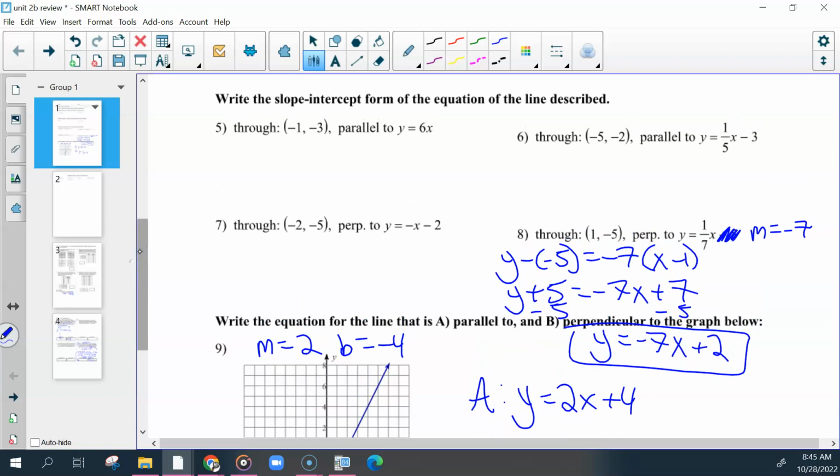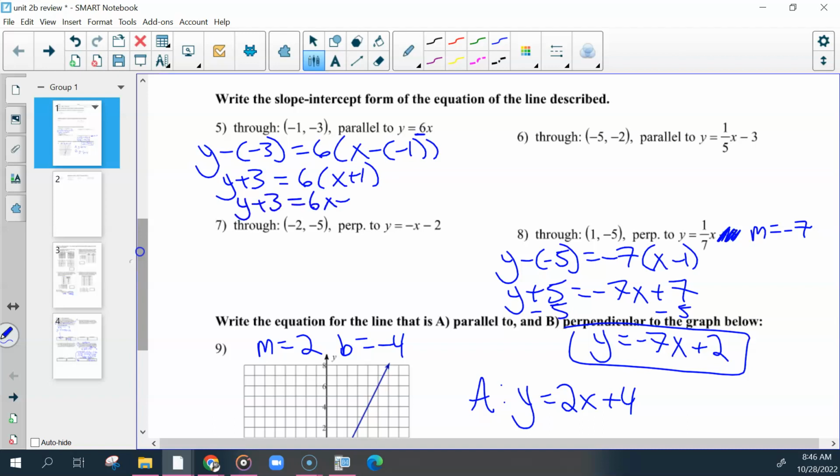Similar to 8, you just need to know that the slope's going to be the same. Use that slope and this point in that same format. So y minus negative 3 equals 6 times x minus negative 1. Make everything a plus before you do anything else. If you want to jump to that in the first step, that's fine. And then you can distribute and solve for y. So y equals 6x plus 3 would be an equation that is parallel to the original.